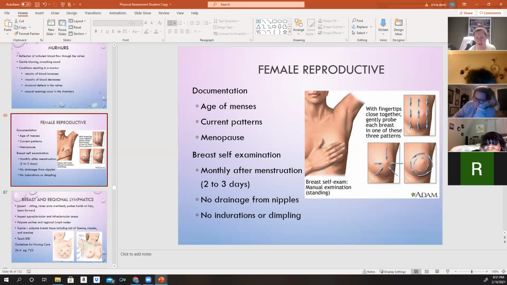So the age when they started their menses, what is their current menstrual cycle like? Does it last for 28 days? Do they not get one at all because they take birth control pills? Is it very heavy for 12 days? What's their pattern? Or are they in menopause now?